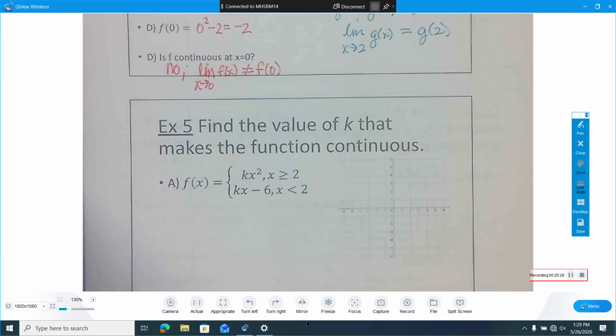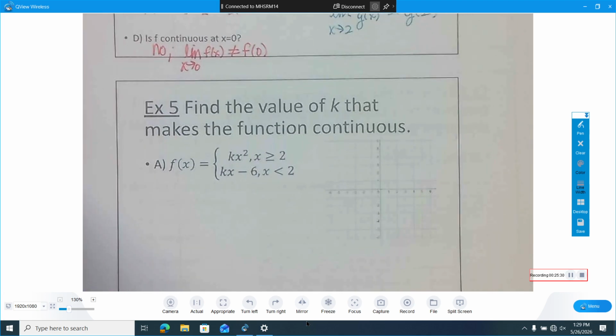No. All right. Find the value of k that makes the function continuous. You'll notice there's some k's in here. So our job is to actually figure out what k must be.